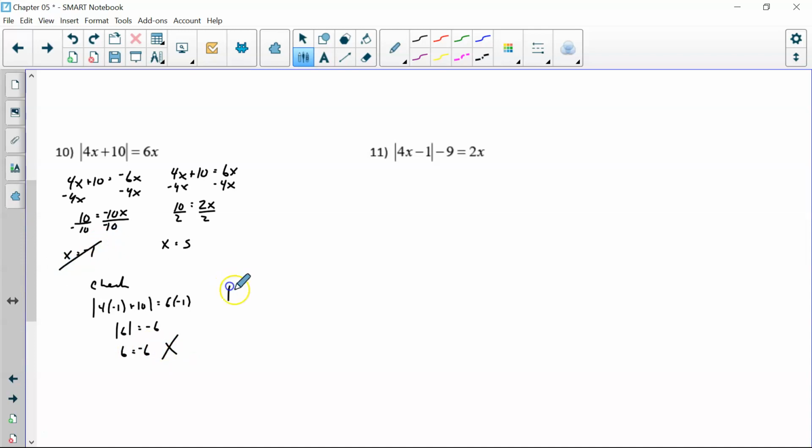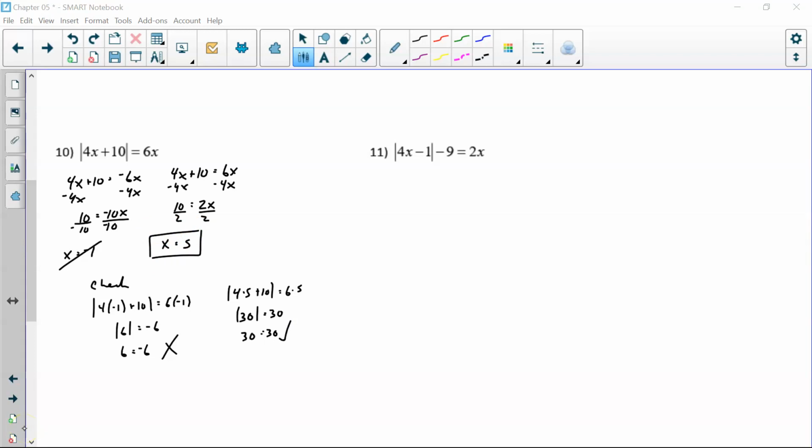Now we check the 5. 4 times 5 plus 10 equals 6 times 5. 4 times 5 is 20. 20 plus 10 is 30. The absolute value of 30 equals 30. 30 equals 30 is valid. X equals 5 is a good solution.